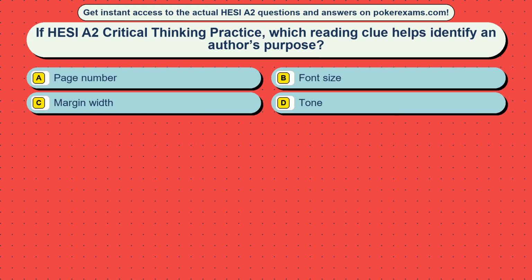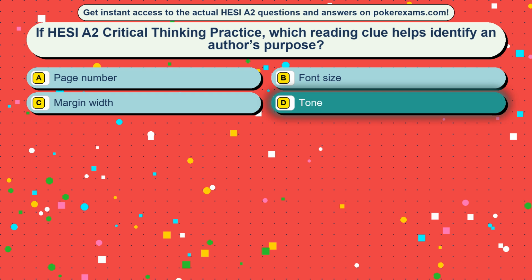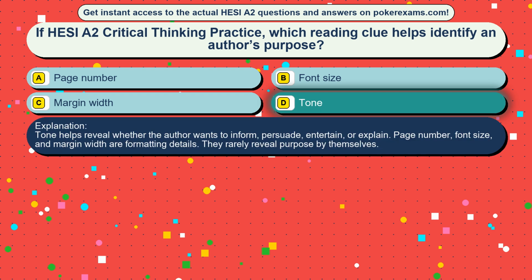Question 10. If HESI A2 critical thinking practice, which reading clue helps identify an author's purpose? Option A. Page number. Option B, font size. Option C, margin width. Option D, tone. The correct answer is option D, tone. Tone helps reveal whether the author wants to inform, persuade, entertain, or explain. Page number, font size, and margin width are formatting details. They rarely reveal purpose by themselves.